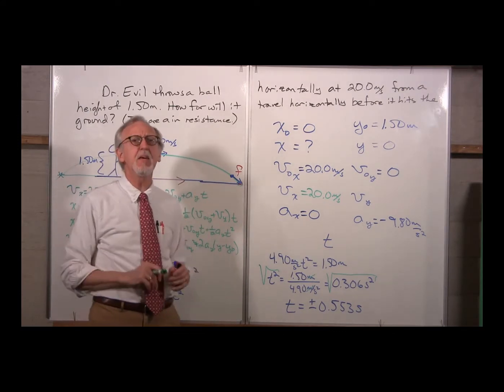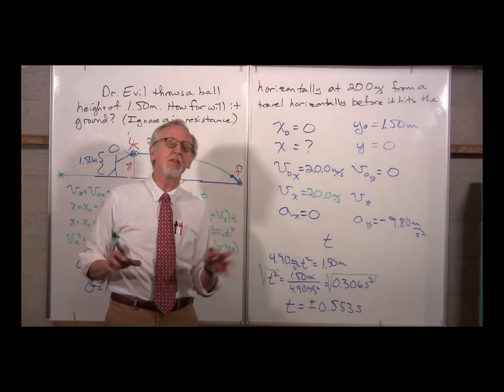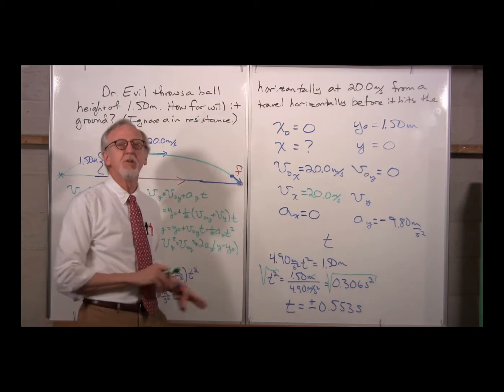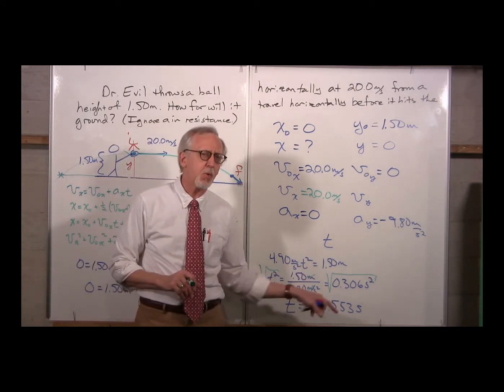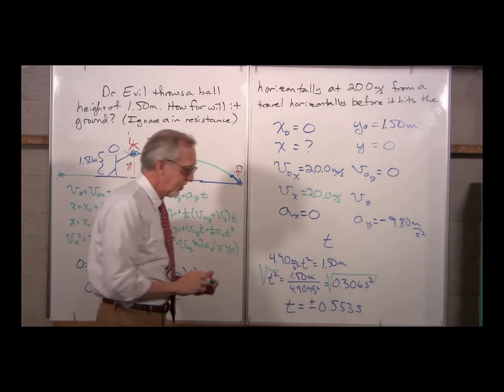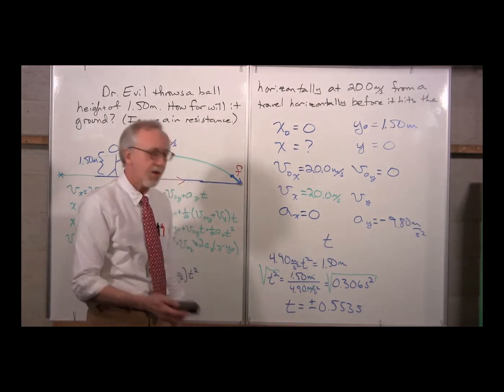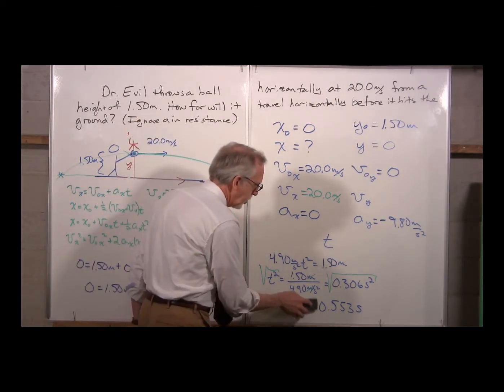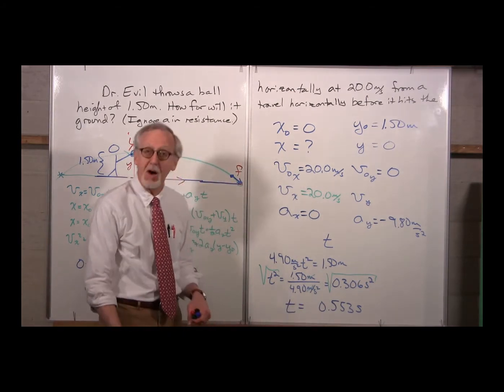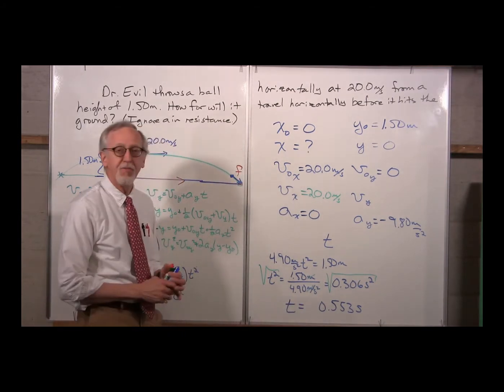That's a good thing to keep in mind because it will help us understand why we get certain values and things like that from our equations later on. So for this problem, which time do we want? We don't want the negative one, we want the positive one. So we're going to take t equals positive 0.553 seconds.